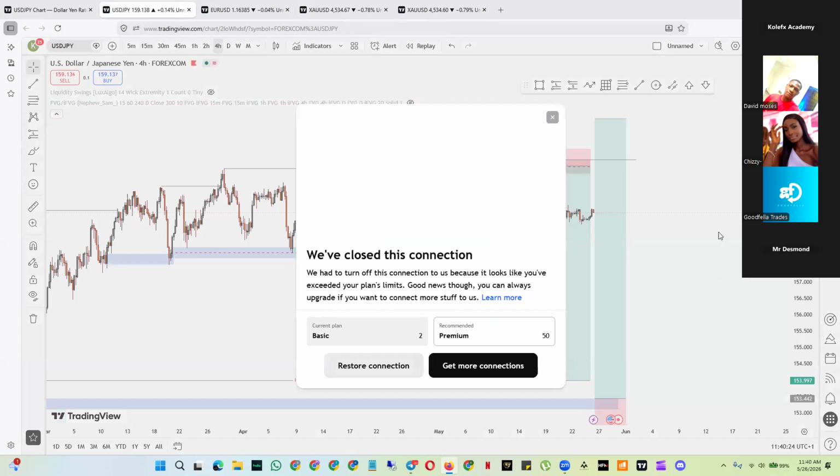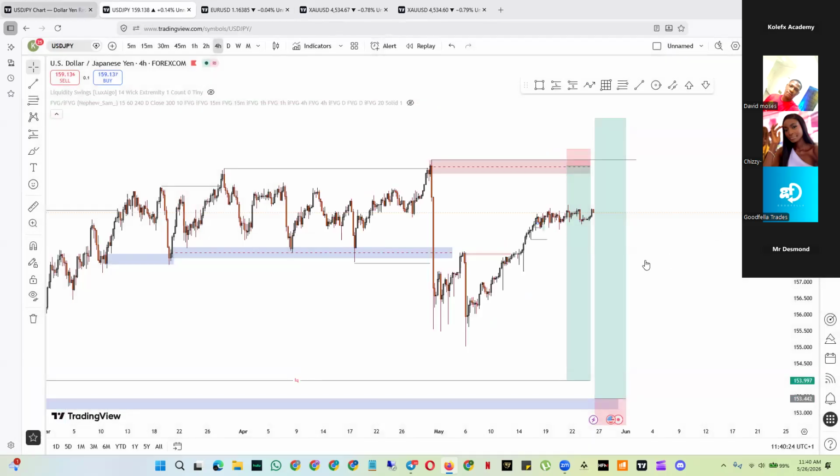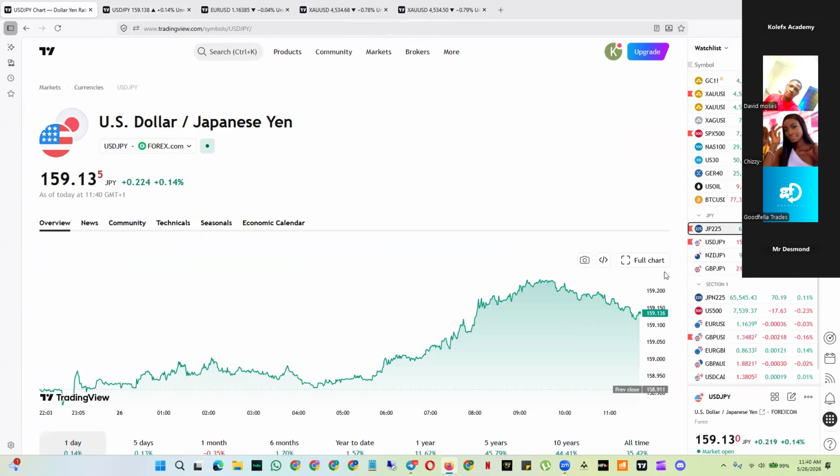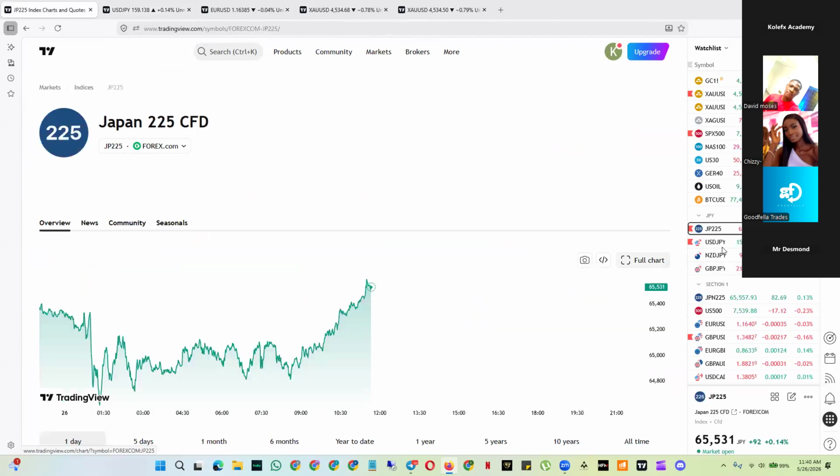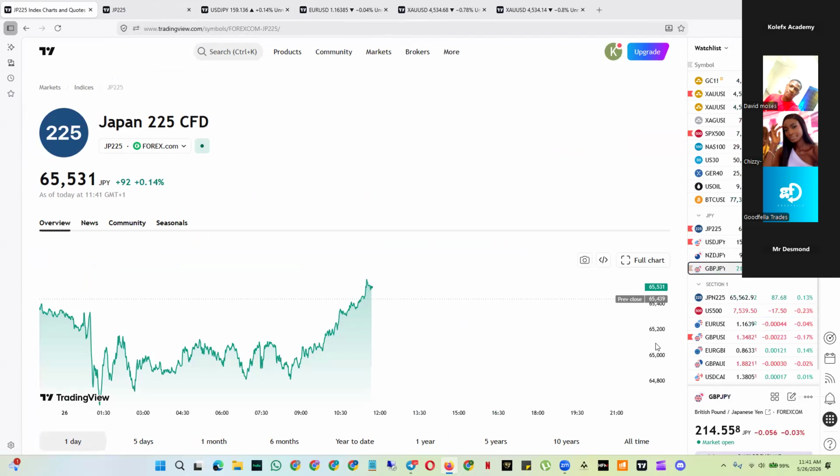Now, I think JPY pairs are moving this season. It started moving yesterday, and yesterday was a very good one. So I'm expecting GJ to move well. I think one of my students caught GJ yesterday, caught 12 hour.